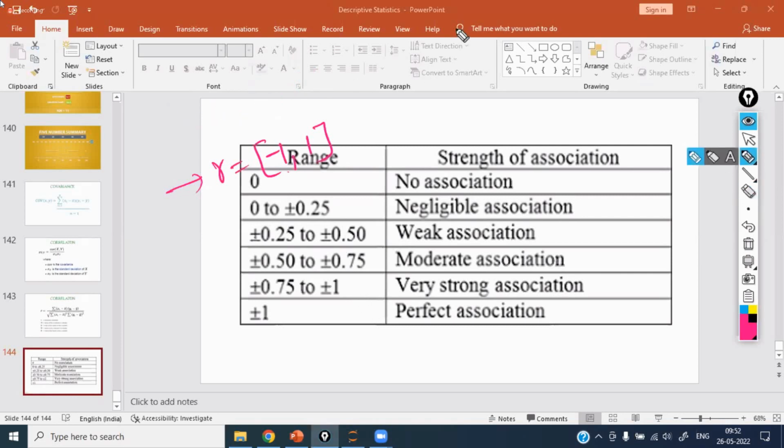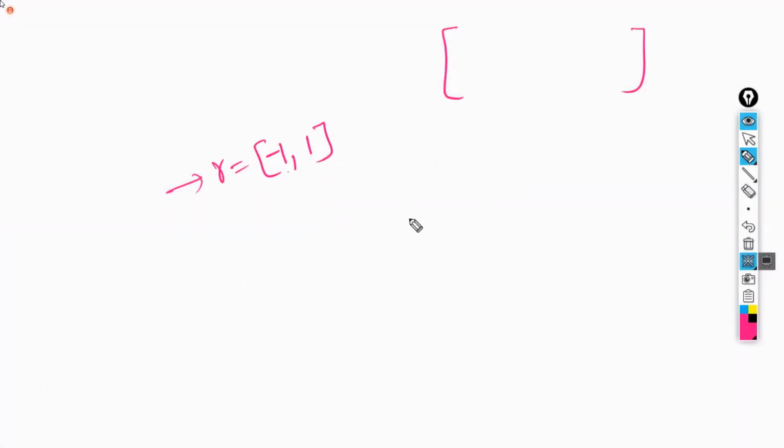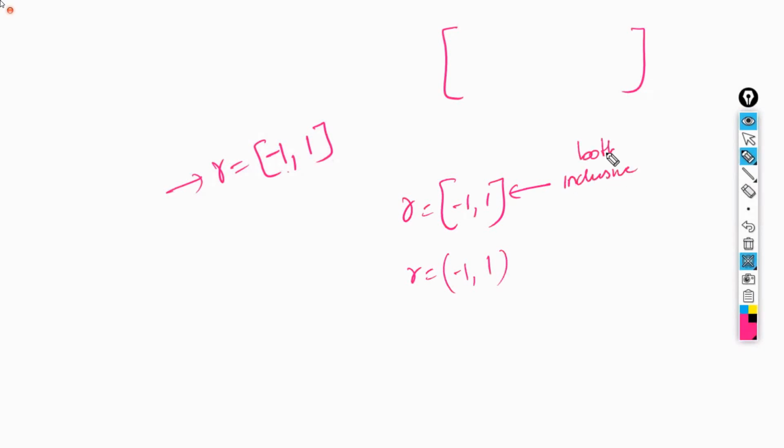What is the indication of this square bracket, you know? For the range of R, you are going to say minus 1 to plus 1. You can also say R is ranging from minus 1 to plus 1 like this. What is the difference between these two? This one says that both the values are inclusive, so minus 1 and plus 1 are also included. This other says that both of them are excluded.